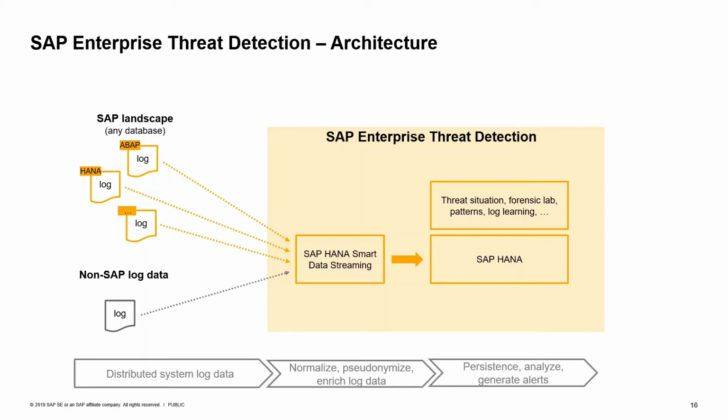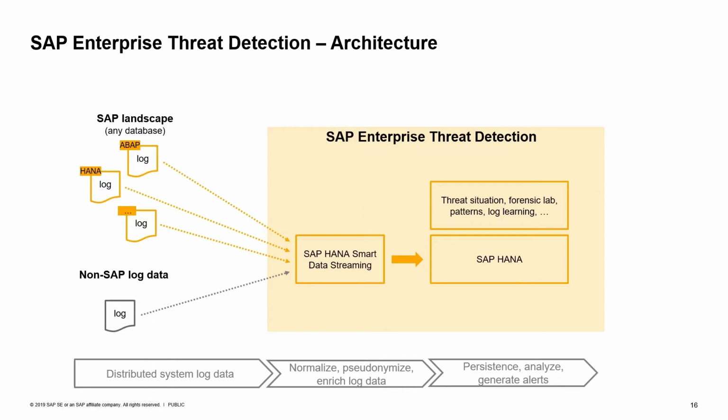Now going forward, how does enterprise threat detection actually capture all of this information? Well, we take the different logs from different systems, and once we have that log data, we would assess and process the log data and put it into the enterprise threat data scheme, and that could be SAP logs and it could be non-SAP systems as well. But the whole idea is that we take this SAP HANA smart data streaming, and during that process we actually normalize the data.